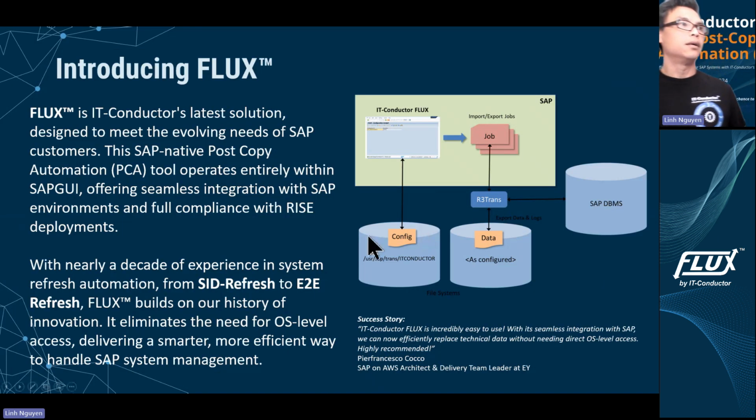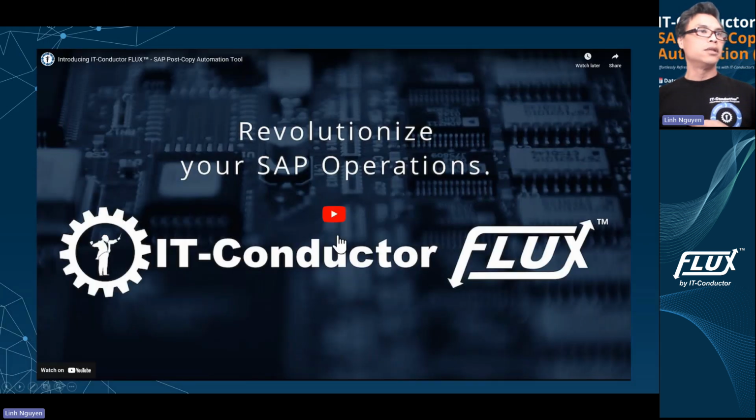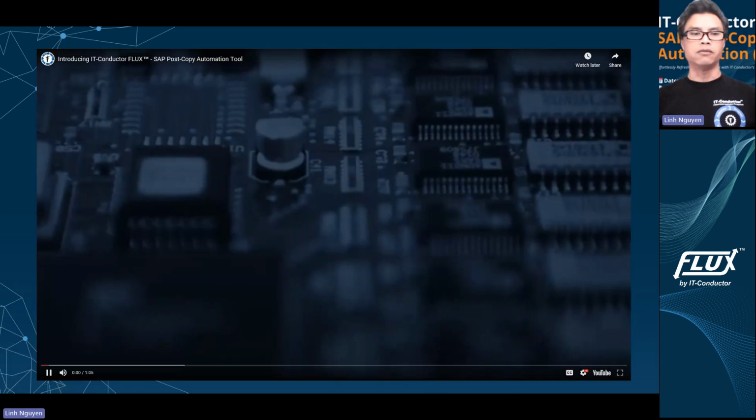So Flux, again, is our latest solution for post-copy automation, and we draw on our experience in packaging the technical configuration that will save literally hundreds of steps in refreshing your system. Typically, we see customers having hundreds of steps between the time they get a database copy and when they're ready to turn over to the testing team. This will shortcut it. A lot of our customers, as well as managed service providers, already use our existing refresh solutions today. There's a short video here we will play to give a high-level view of what the tool is about, and then I'll go into some of the benefits.